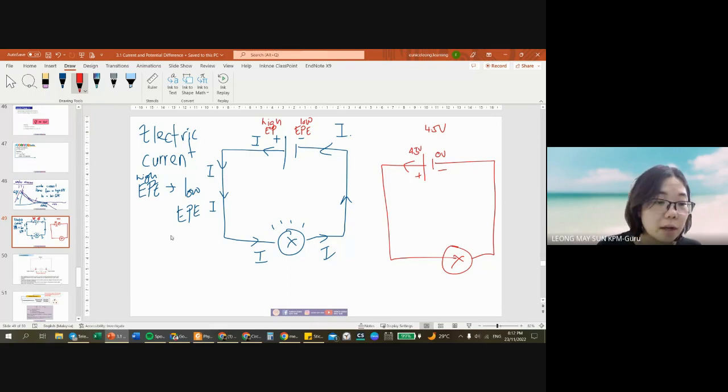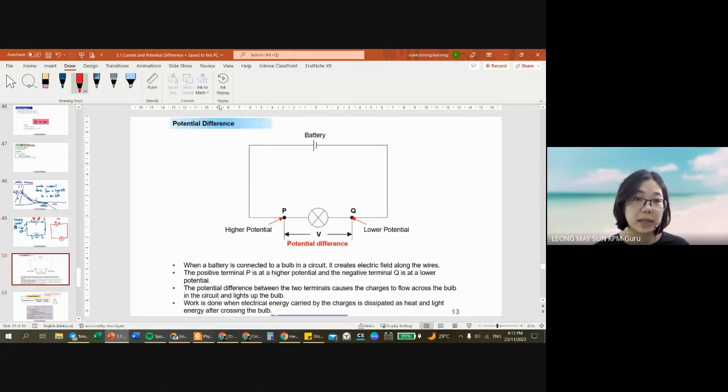Okay, so right now, if it flows from high potential energy to low potential energy, then which means there is a potential difference. Okay, so here the word potential difference, based on your textbooks also, a potential difference means from a higher potential to a lower potential. You see, P is connected to positive, Q is connected to the negative part.